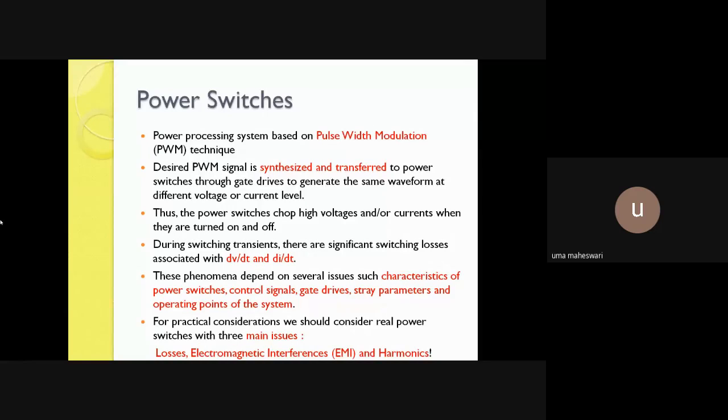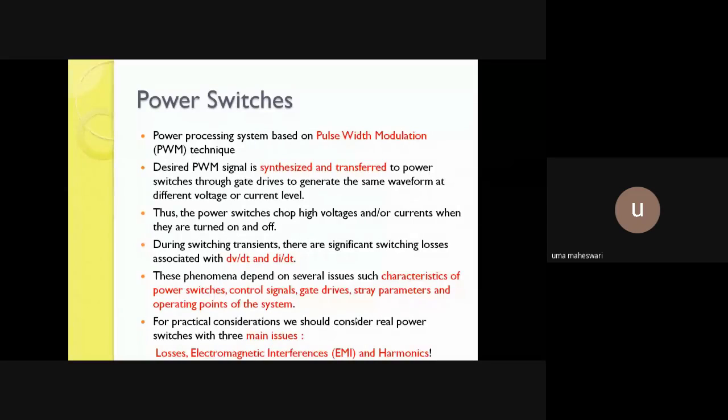For the switches, we use the pulse width modulation technique. The pulse width modulation signal is synthesized and transferred to the switches, which may be gate drives or whatever it may be. The switches will have dV/dt and dI/dt components. These phenomena depend on several issues such as the characteristics of the power switches, controls, gate drives, stray parameters, and operating points of the system.